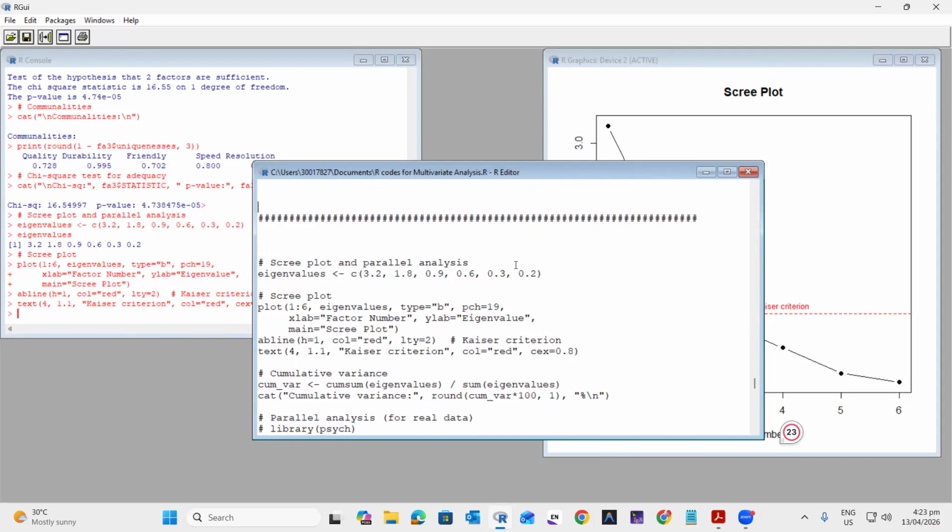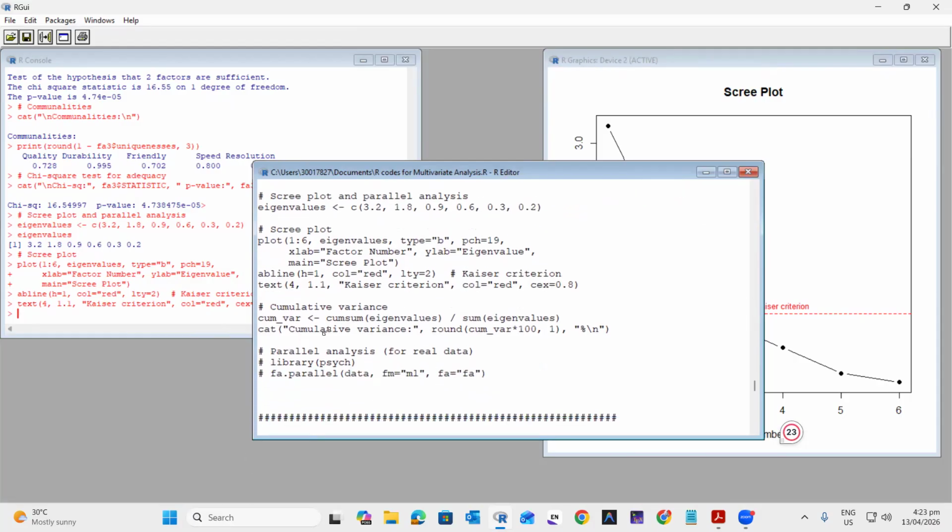So after that we have the cumulative variance. To find the cumulative variance, we apply the command cumsum, and we will store these values in cum_variance. That will be the cumulative sum of the eigenvalues divided by the sum of the total eigenvalues. All right, so we will get the cumulative proportion. And we are going to print the values with the command cat, the cumulative variance, and we are going to round the cumulative variance.